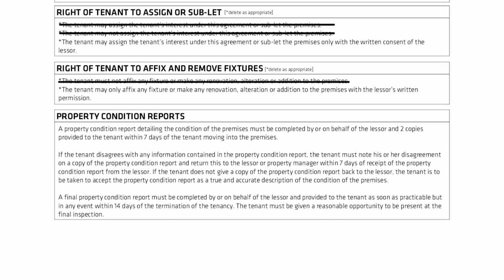Right of a tenant to assign or sublet. You cannot sublet at all without permission. Right of a tenant to affix and remove fixtures. You cannot alter or change the property without permission.